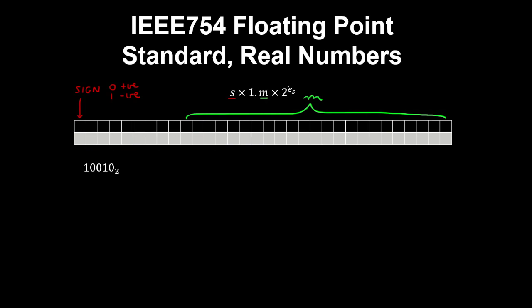And that's multiplied by 2 to the power of the signed exponent. And it's the unsigned exponent that's stored in these 8 bits. So we'll call this EU. So a total of 32 bits is used to store a float or floating point number in computer memory.